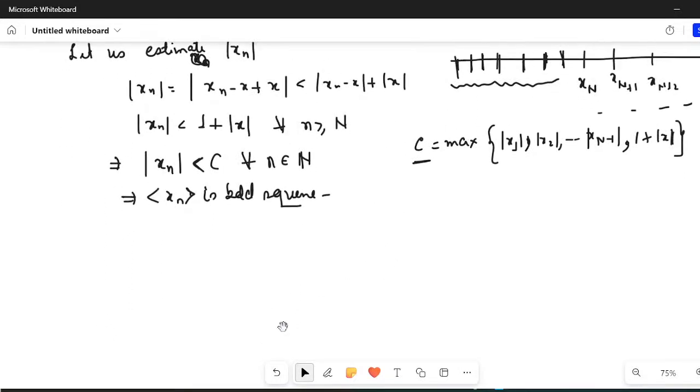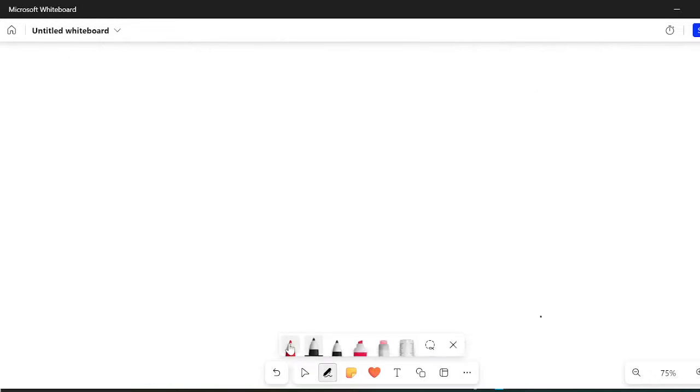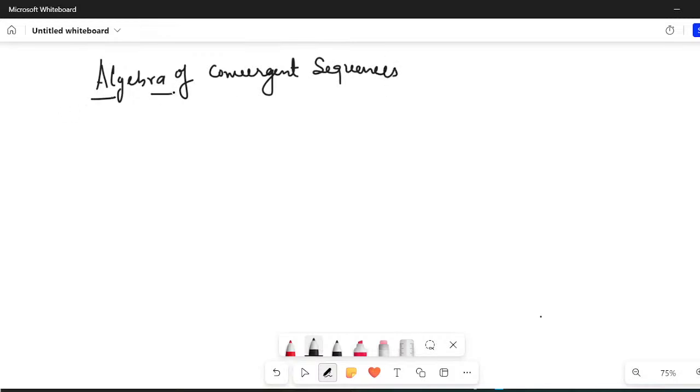today we are going to do something called the algebra of convergent sequences, and this is something that I'm not going to derive. The proofs are given in the book, but still for a few of them I will attempt to give you an insight. So, algebra of convergent sequences.